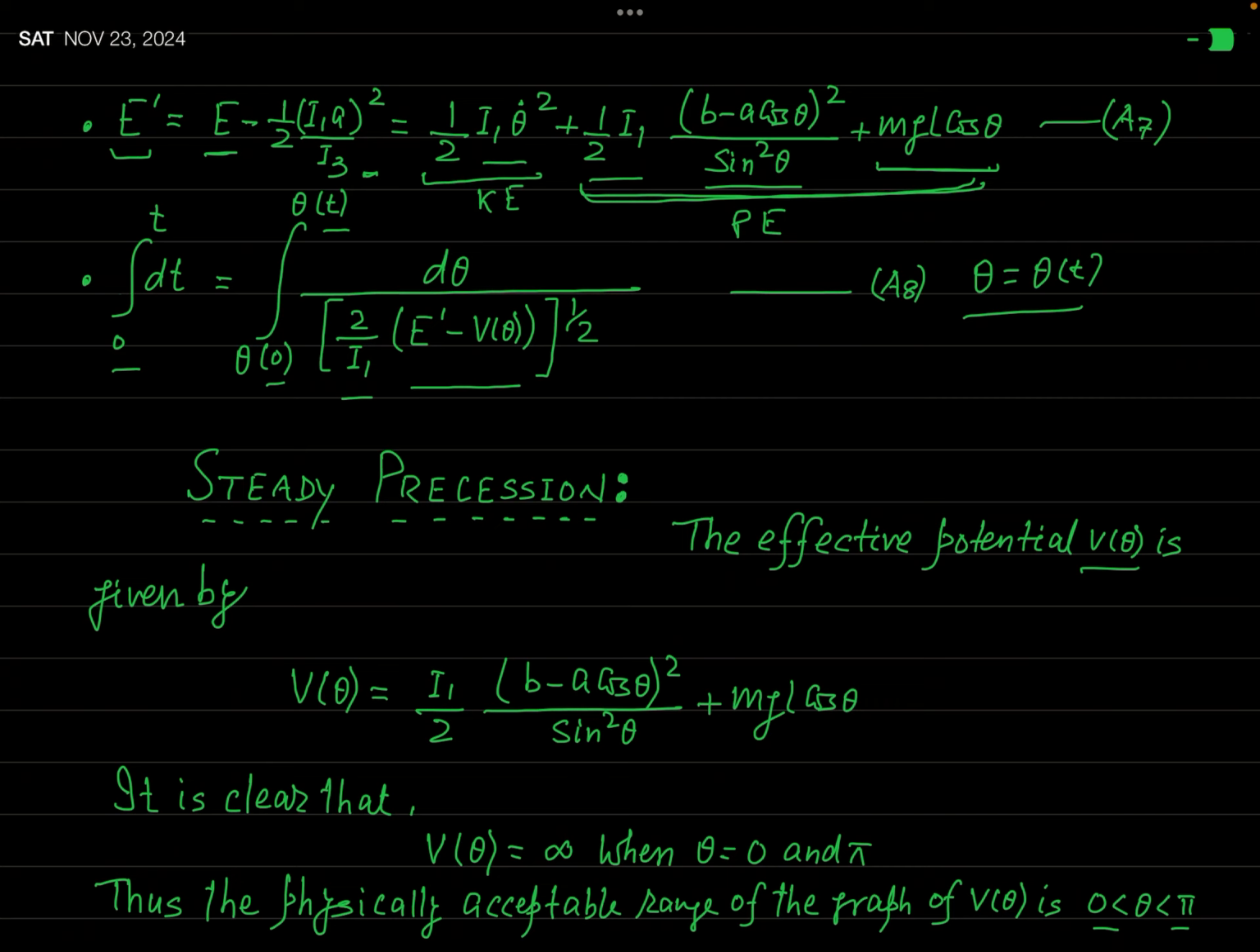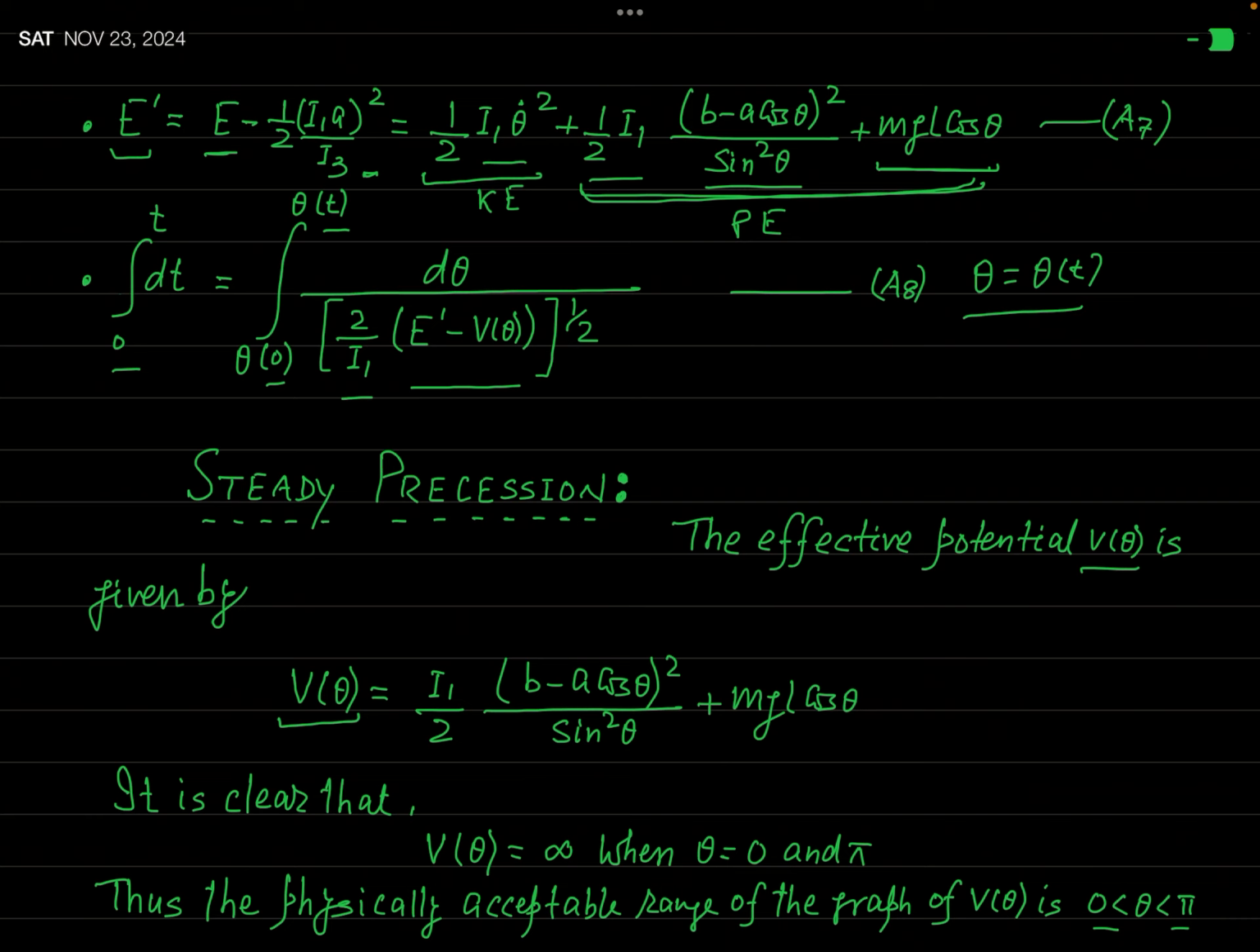Actually, I told you in the first part of the lecture that this top executes three types of motion: precession, nutation, and spin. So when steady precession takes place, what the conditions are, and how precession is possible without nutation, everything we will now discuss. And as I have told you, our starting equation will be the expression for the effective potential V of theta.